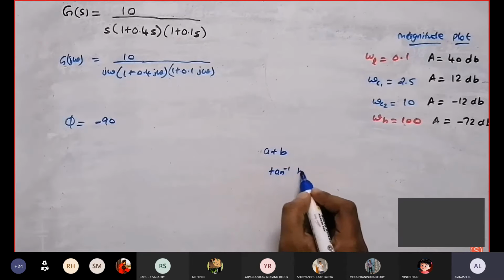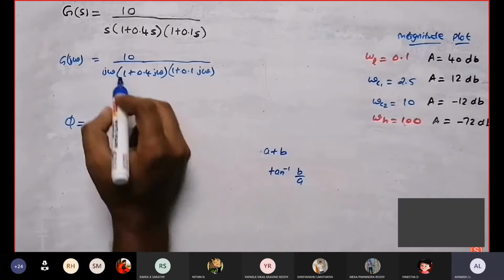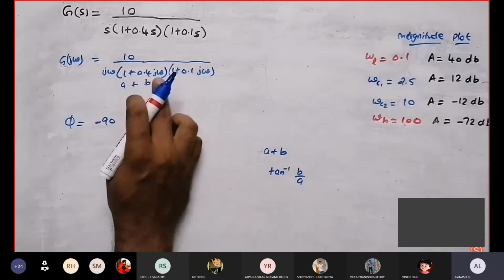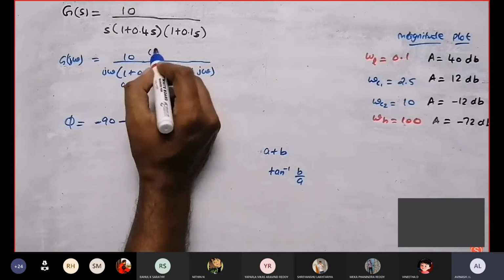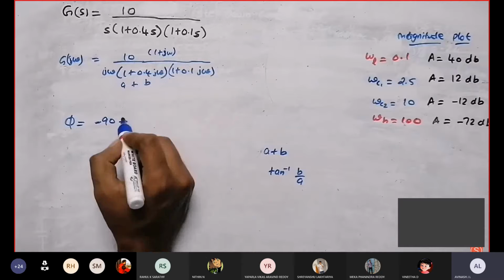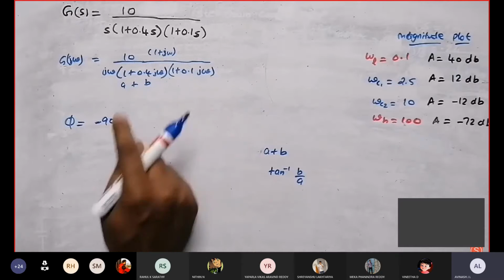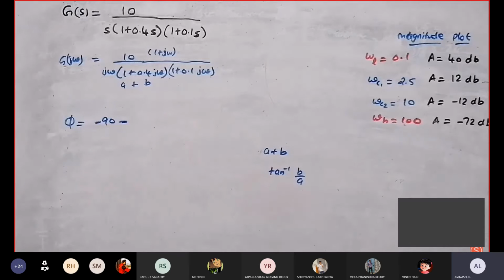We will find tan inverse b by a. So this is our a and this is our b. Then we need to find tan inverse. If the second term is in the denominator, we need to put minus. If the term is in the numerator, we will put plus sign. If the term is in the denominator, we will put minus sign. So here the term is in the denominator.